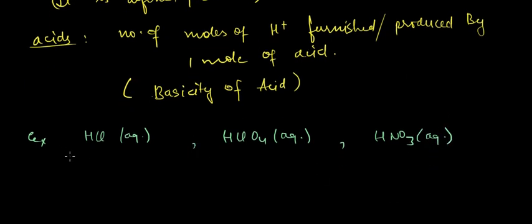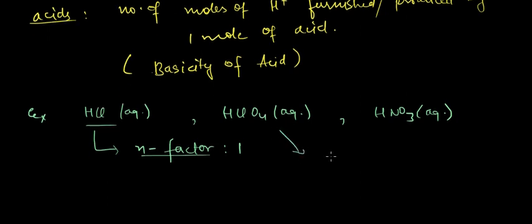For HCl, n factor would be 1. Okay, and for HClO4 also it would be 1, and for HNO3 also it would be 1. So these are examples of monoprotic acids or monobasic acids.